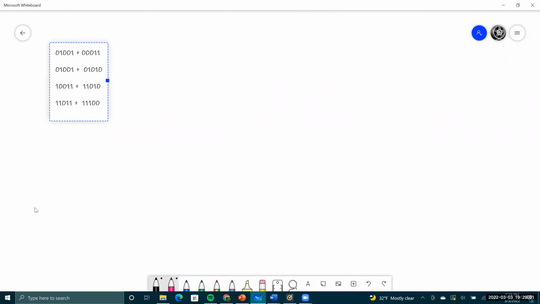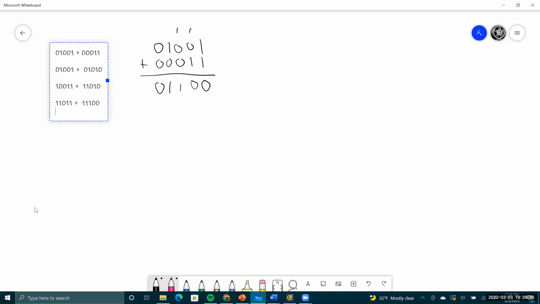The first problem, 0, 1, 0, 0, 1 plus 0, 0, 0, 1, 1. If I add that, this is 0, 1, 1, 0, 0. Okay, so is there overflow here? No. No, this is the right answer.